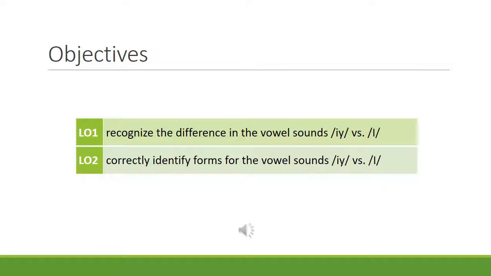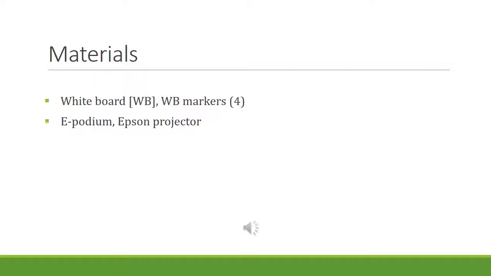There are two objectives for this lesson. The first is to recognize the difference in the vowel sounds E and I, and the second is to correctly identify the written forms for the vowel sounds. Because this lesson is supposed to be impromptu, the only materials that I considered were those that I always have access to: the whiteboard markers, and the e-podium and projector.